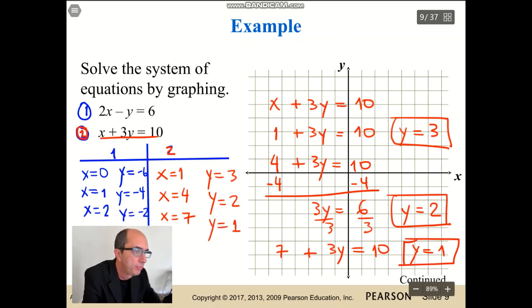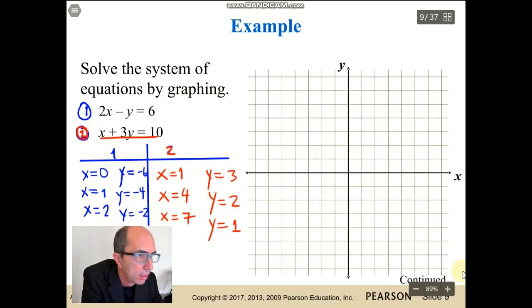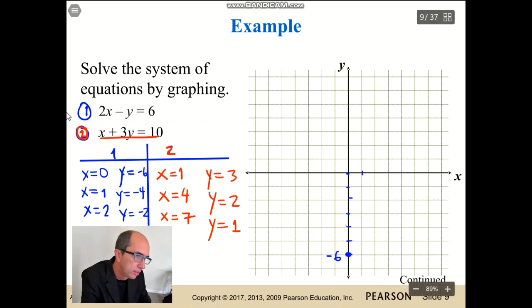Let's plot the graph. I'm going to plot the graph here. First, let's start with number 1. 0 and negative 6: x equals 0, y equals negative 6. 1, 2, 3, 4, 5, 6, negative 6 here. X equals 1, y equals negative 4. So x equals 1, y negative 4. Negative 4 is here, right?